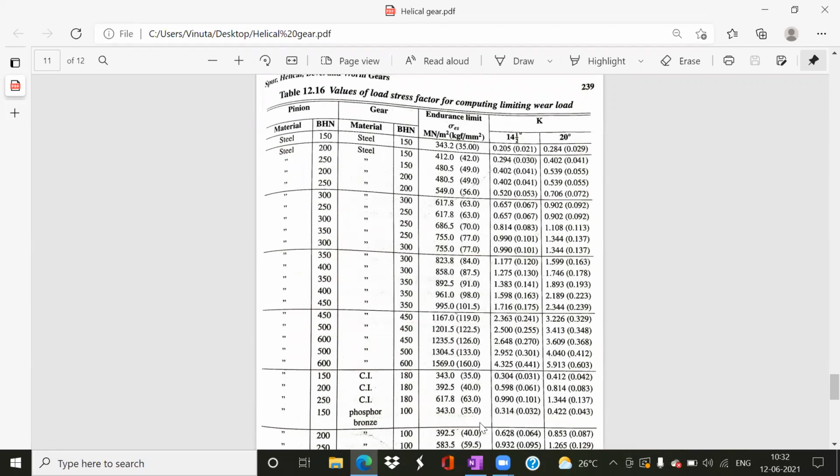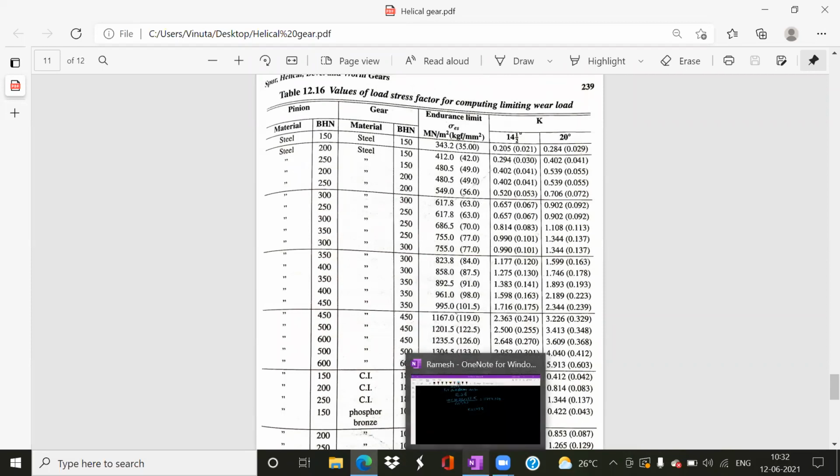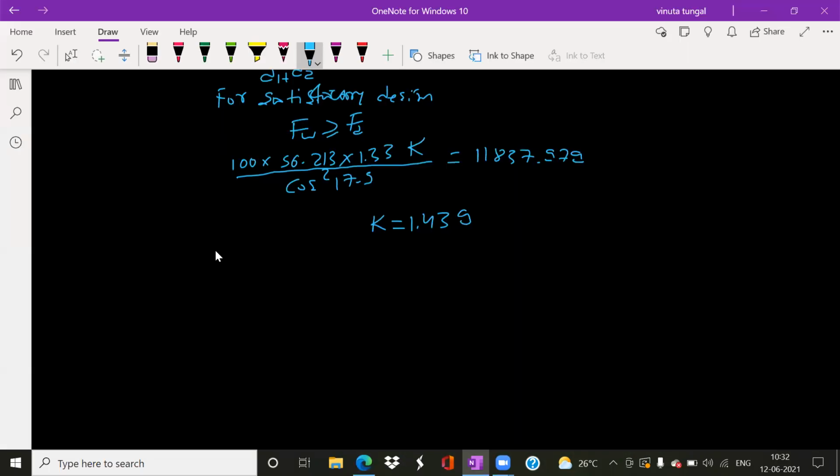Any of you have any doubts in this? Why I have selected this value? Or you understood? Any one of you reply? Understood, sir. Understood? Okay.